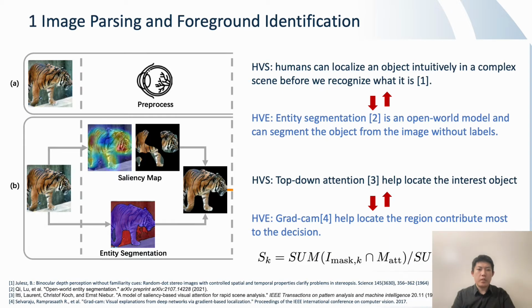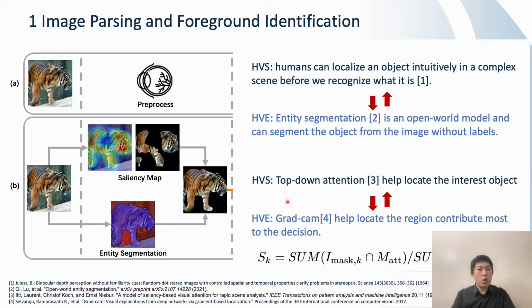The first part is image parsing and foreground identification. Humans can localize objects intuitively in a complex scene before we recognize what they are. So similarly, we use entity segmentation, which is an open-world model that can segment objects from an image without labels. For example, each color represents an entity, even though we do not understand what it is, we can know they are separate entities.